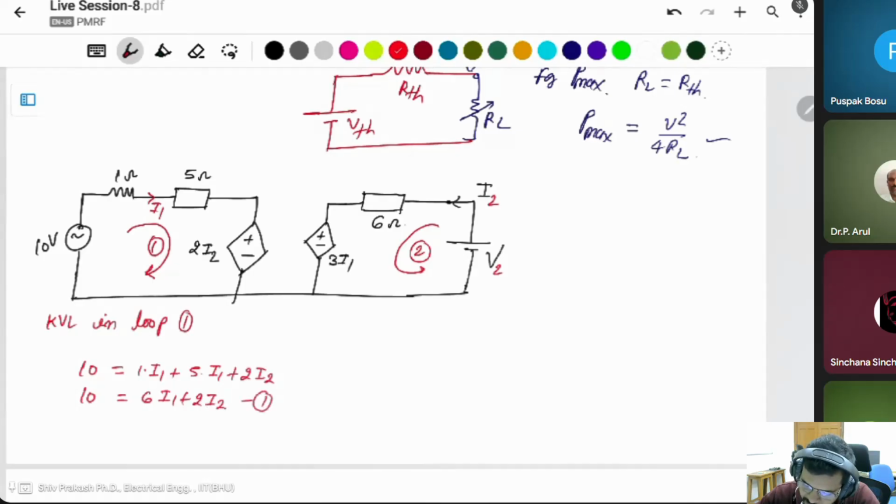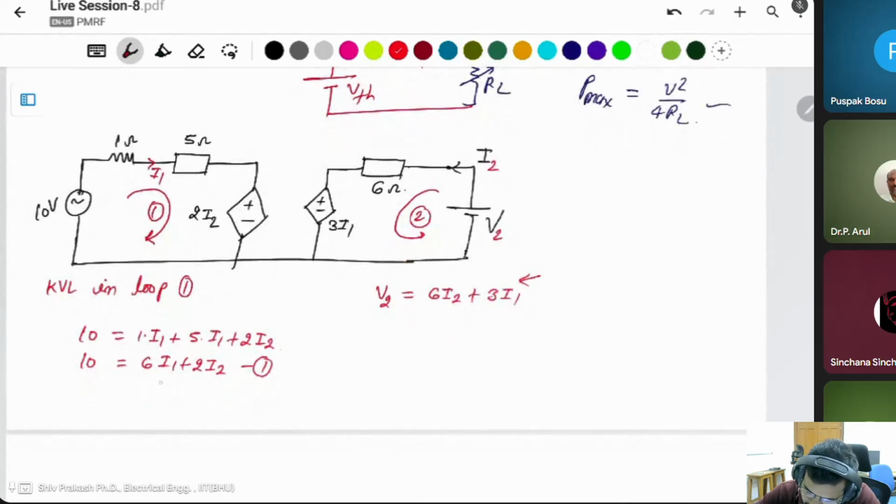So this is equation number one. Again, another one, this one V2. You have to find the voltage V2. This is 6 I2 plus 3 I1. We have to replace I1 in this equation. How can we replace? From this one, I1 is equal to (10 minus 2 I2) divided by 6.